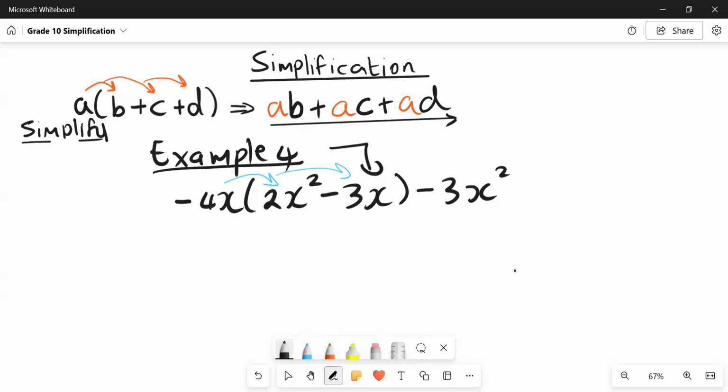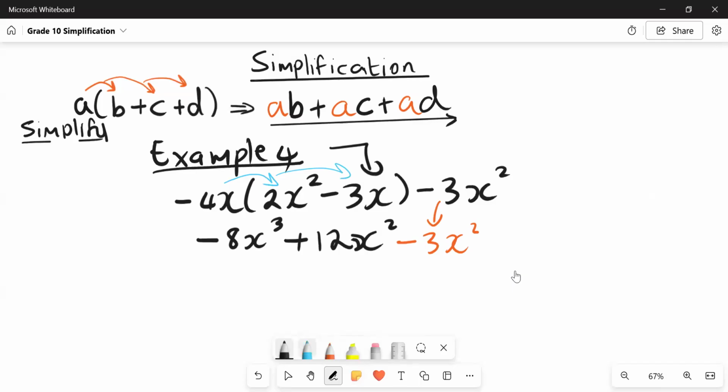So negative 4 times 2, that's negative 8x, times x squared, that's x cubed, right? We're done with the first part. Negative 4 times negative 3, that's positive 12. x times x, that's x squared. Done with that part, right? And then you drop down this term as it is because it's outside the bracket, so we cannot distribute.